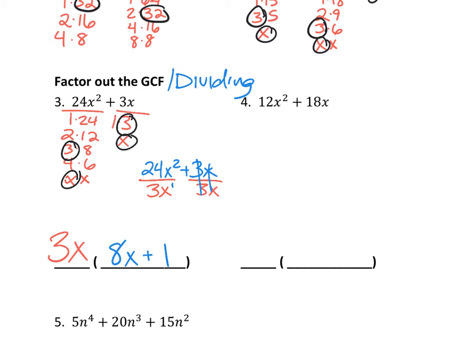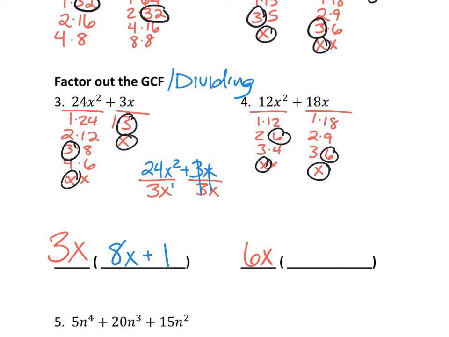Check me on number 4. Can you guys find the GCF? I'll help you divide it out, but find the GCF between those two numbers. Sorry if I'm cutting off your thinking, but I think almost everybody's ready. What was the list you guys made for 12? 1 times 12, 2 times 6, 3 times 4, and 2 x's, thank you. How about 18? 1, 18, 2, 9, 3, 6. And then x. So what is the largest number they have in common? 6. And what's the most number of x's? 1x. So my GCF is going to be 6x.